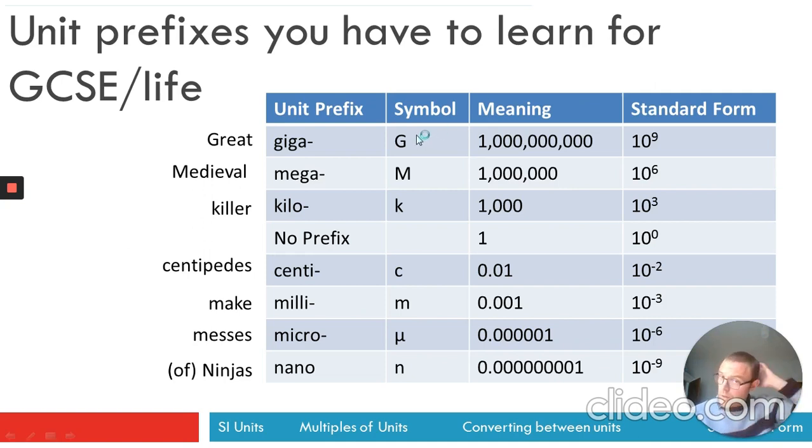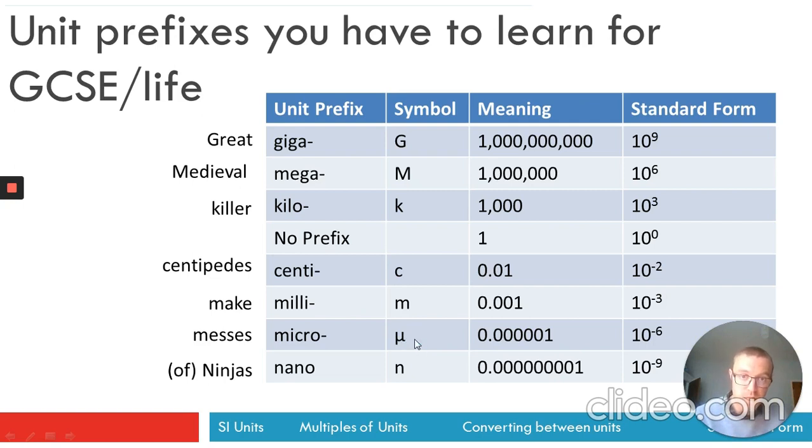Note one more thing for this. You need to write it down, copy down the whole table. One thing to note for the symbols, the case, whether it's capital or lowercase, is very important. A capital M stands for mega, a small m stands for milli. So you need to pay attention to the case of your symbol, whether it's uppercase or lowercase. Look at the symbol for micro.